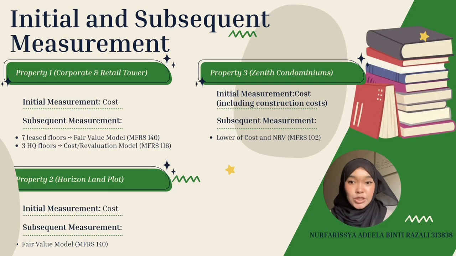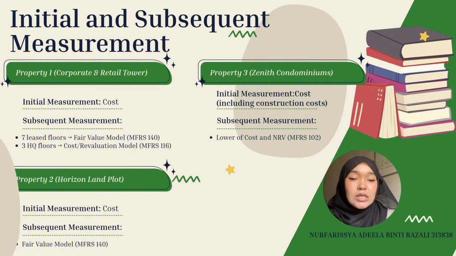Next, I will explain the measurement basis for each property. Initially, all properties are measured at cost. For Property 1, the leased floors classified under MFRS 140 may subsequently use the fair value model, while the headquarter floors follow MFRS 116 and are measured using either the cost model or revaluation model. Property 2 is an investment property and may also be measured using the fair value model after initial recognition. Property 3, which is classified as inventory, is measured at the lower of cost and net realizable value under MFRS 102.